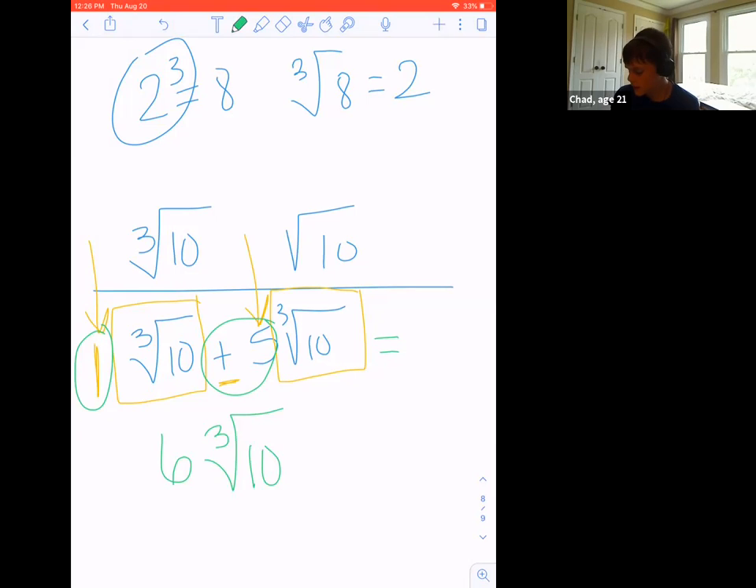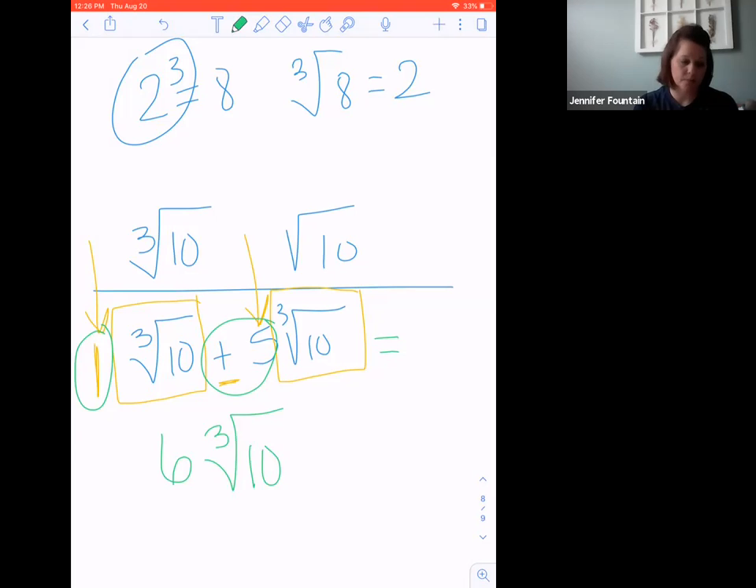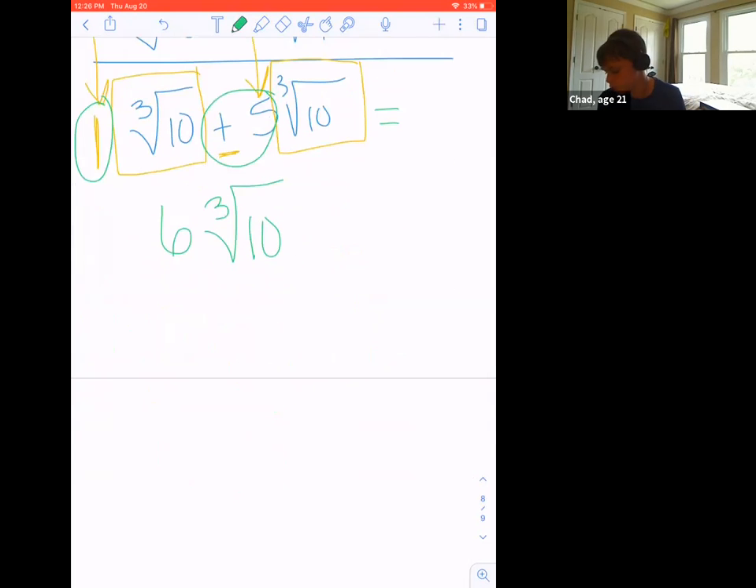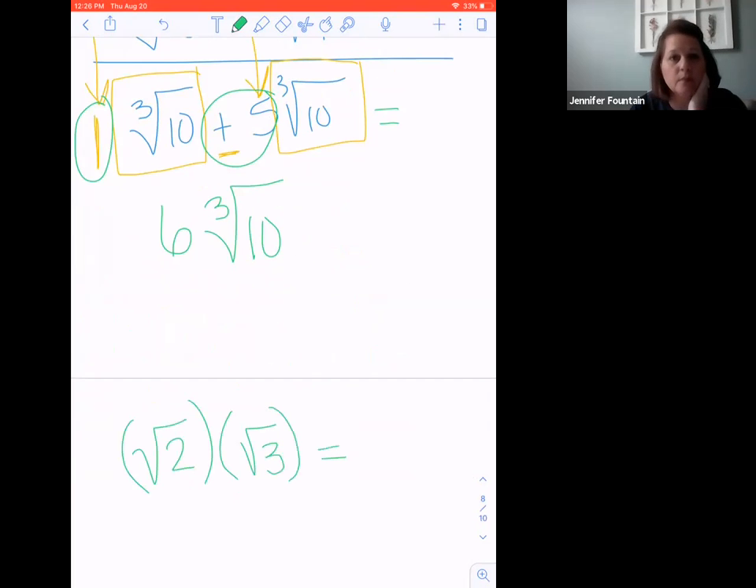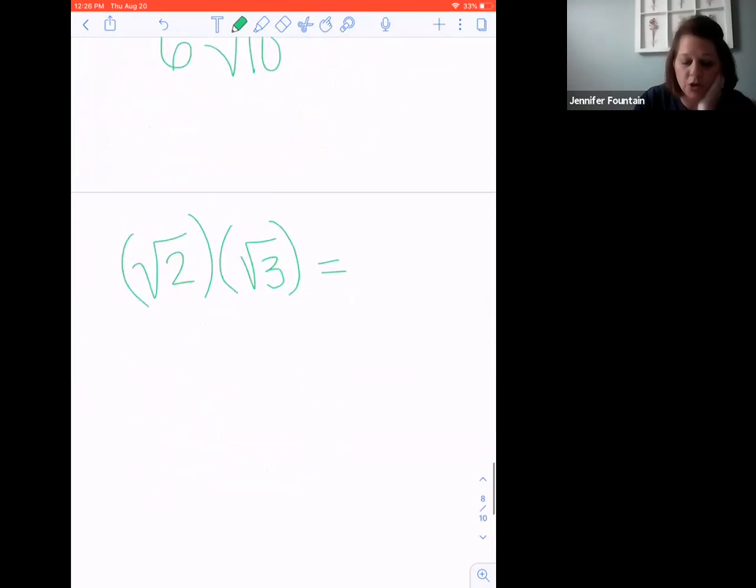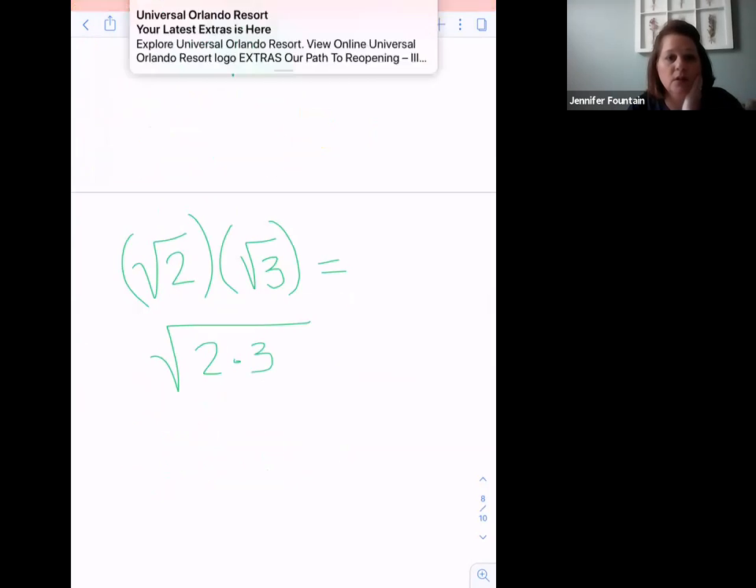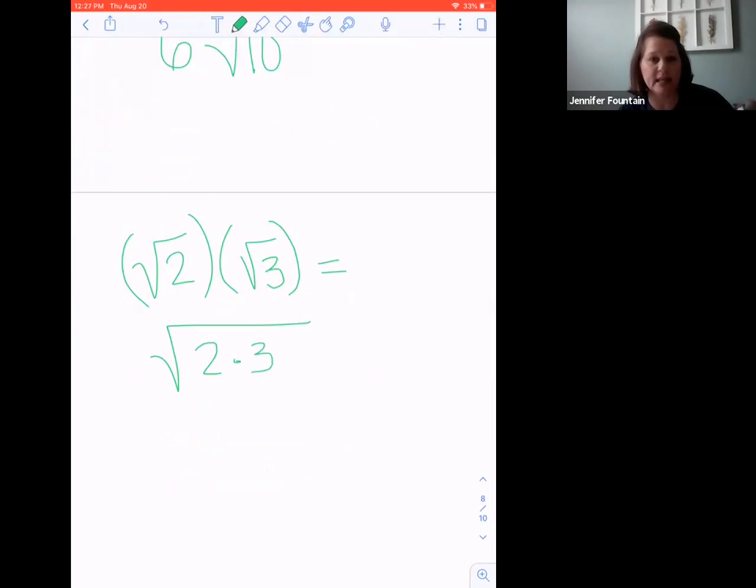One more question. Sure. It's about multiplying them. How do you multiply square roots? Okay. So let's say I have the square root of 2 times the square root of 3. What I'm going to do is draw a radical and put 2 times 3 under the same radical. So all I've done is put these together under the same radical, and then I just multiply them together.